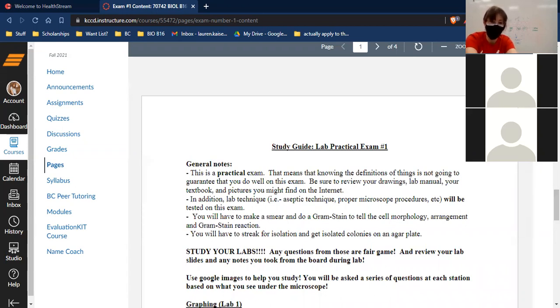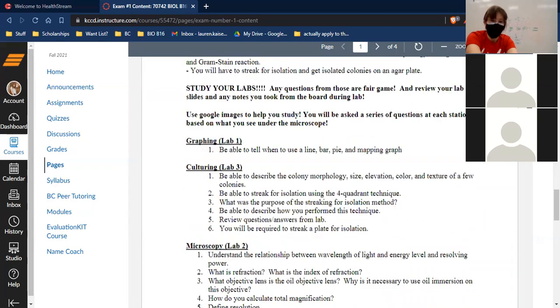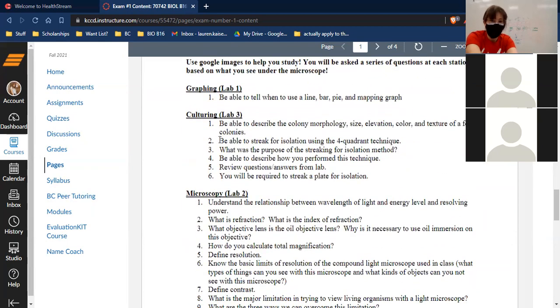Because it's all in one place. With lecture, I feel like you have to pick through it with a fine-tooth comb to figure out what you need to do. A lot of people didn't utilize this, and it's an amazing resource that is just here for you guys. So this is your study guide for the practical exam. Look, it says things like, what was the purpose of streaking for the isolation? Answer that question and you're good on that.